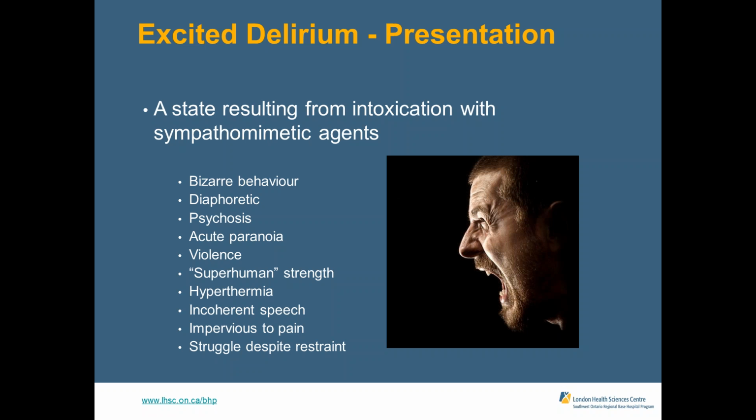And there's a lot of YouTube videos out there where you can just do a Google search for excited delirium and see these types of patients presenting. And it's incredible how much strength they actually do have. It usually takes anywhere from 5 to 10 police officers to take them down. They get tasered multiple times, and they keep going.